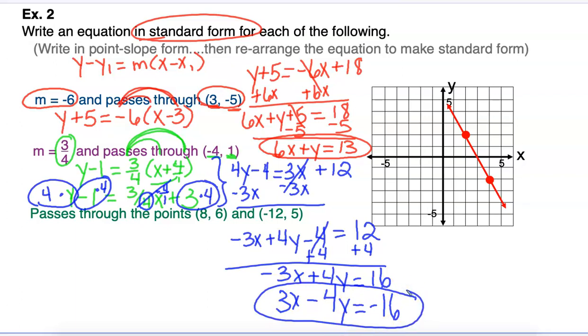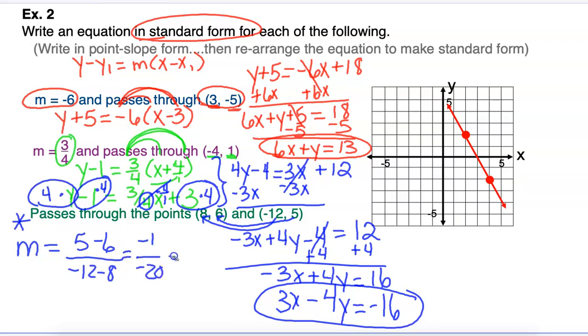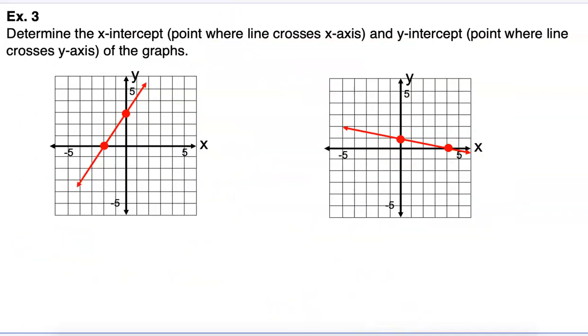Okay, and then this one in the green, I'm not going to actually do that one because all you need to do is to take this and find m. So you would start with this, 5 minus 6 all over -12 minus 8. So your slope is now -1 over -20 or 1/20. So now you have your slope, and then you can pick one of these points and call it x1, y1, and then throw in this for your slope. So then it works just like the previous two that we've done.